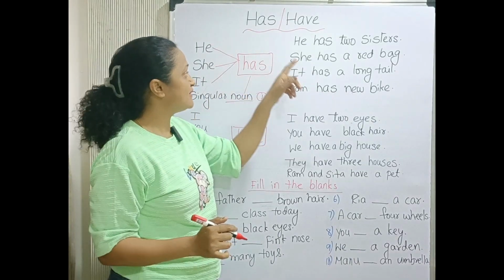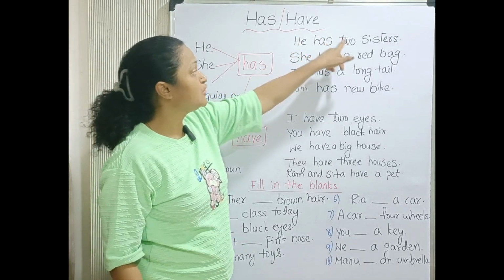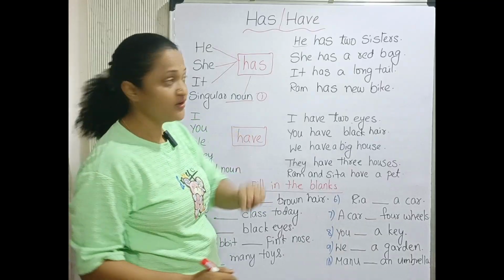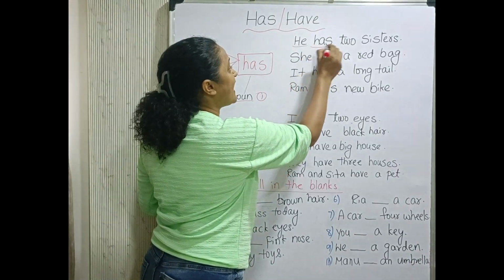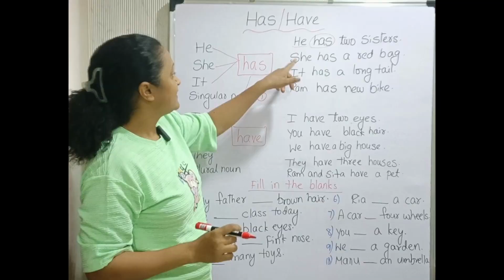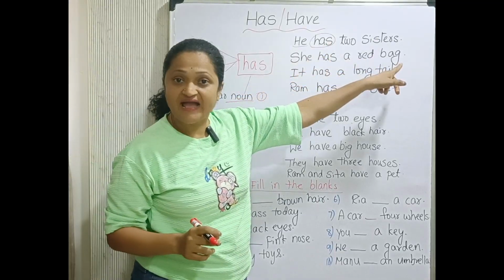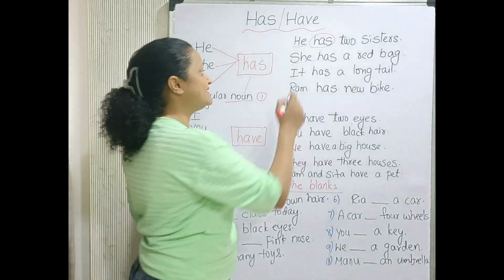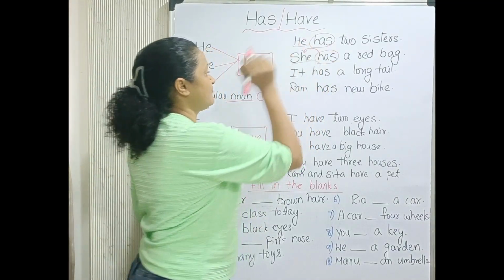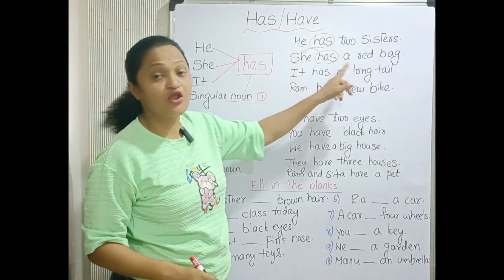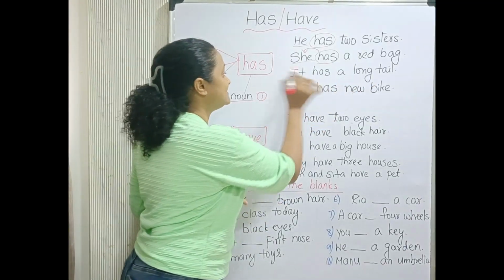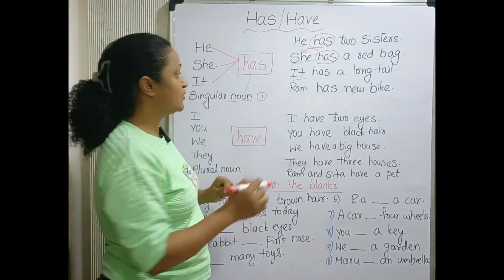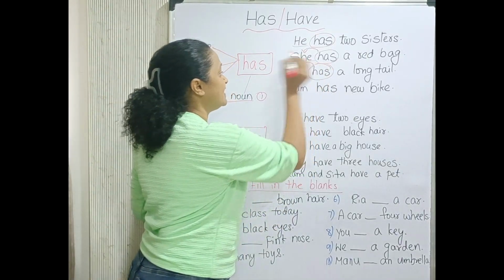Now let's see some examples. He has two sisters. He is one person, so it is used with has. She has a red bag. She is one girl, so has is used with she. It has a long tail. It's an animal or thing. Only one is there. So has is used with it.